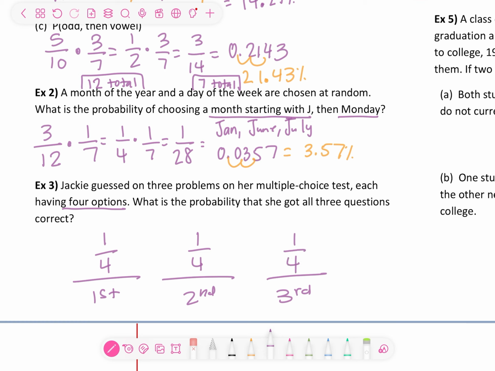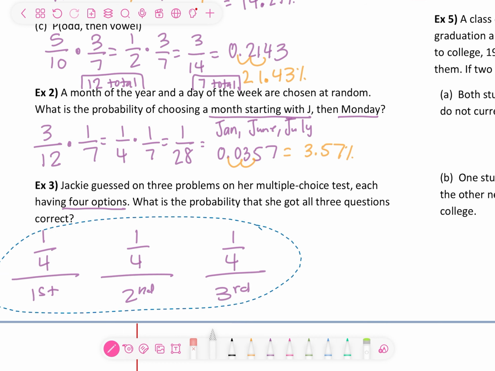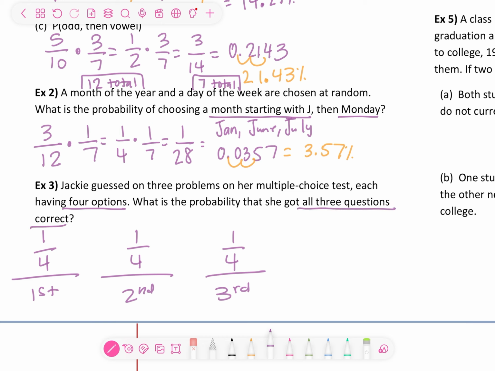But the thing that we have to do here, let me give myself a little more space to do this. The thing that we have to do here is it's a compound event. We want to know the probability that she got all 3 of them correct, that she got all 3 questions correct. So we need to multiply those together, okay? So the probability that she got all 3 correct is 1/4 times 1/4 times 1/4, okay? Which is going to be 1/64.